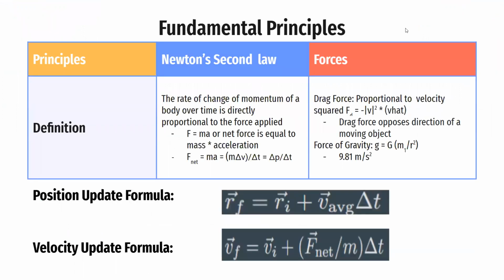Some of the fundamental principles of this lab include Newton's second law and some of the forces that we'll get into. Newton's second law, also known as the momentum principle, basically says that the rate of change of momentum of a body over time is directly proportional to the force applied. The forces involved in this lab are drag and gravity. Drag is proportional to velocity squared, and it opposes the direction of a moving object. So if an object is falling down, drag will be pointing up against gravity. The force of gravity is calculated using this formula, with g equal to 9.81 meters per second squared. We also have the position and velocity update formulas, which allow us to predict the future position and velocity of an object given some initial information, which we'll be using in computation models.